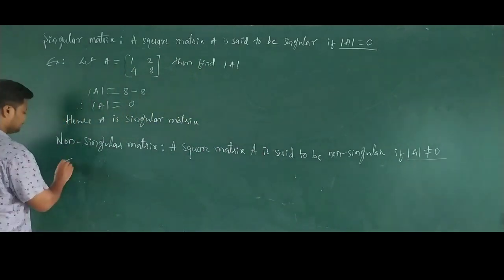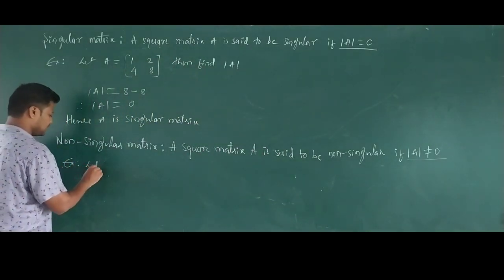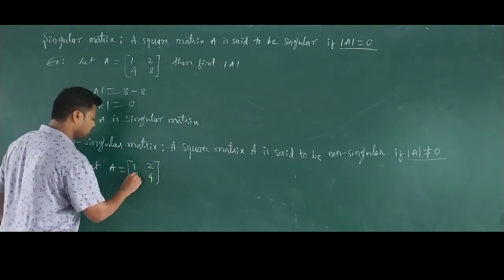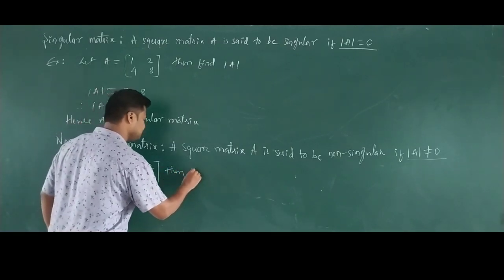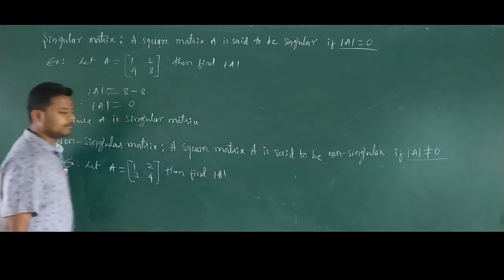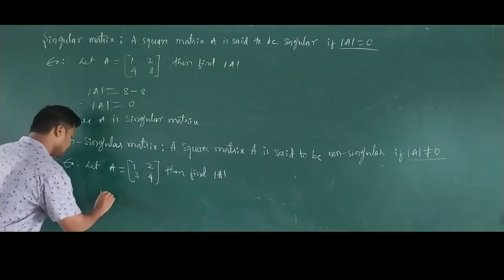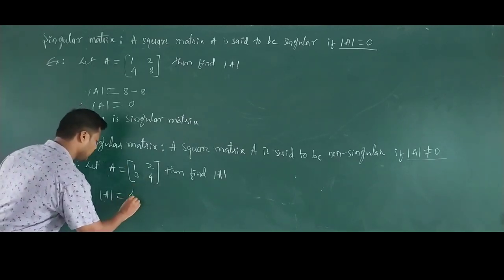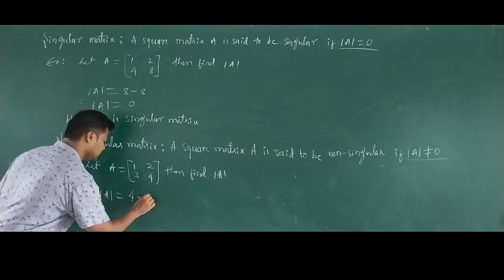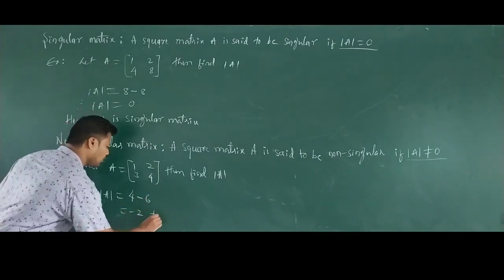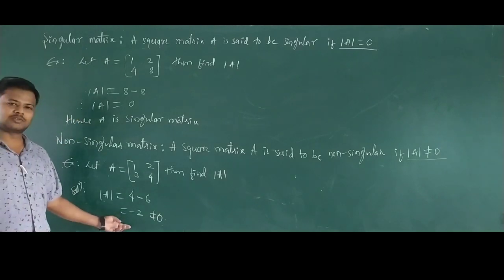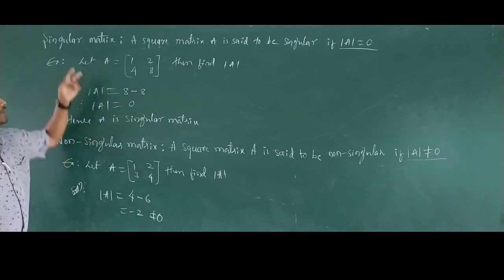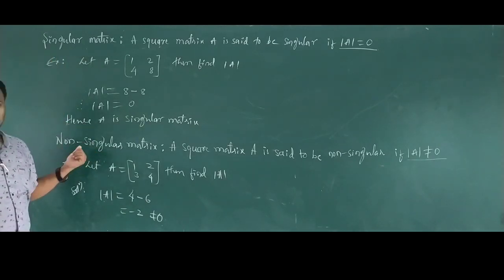For example, let A equal to 1, 2, 3, 4. Then find determinant of A. Determinant of A equals 1 into 4 is 4 minus 3 into 2 is 6. This is minus 2, which is not equal to 0. Negative or positive, it is not equal to 0, so it is a non-singular matrix. Okay.